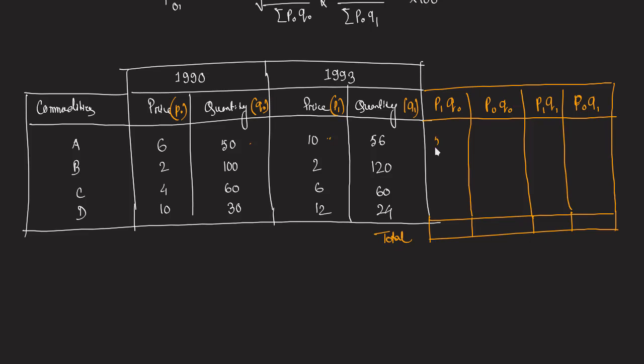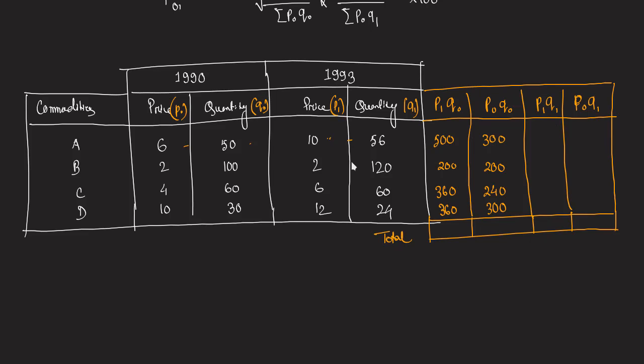So the values are 500, 200, 360, and again 360. Then P0 Q0 is multiplying these corresponding values. This will be 300, 200, 240, and 300.